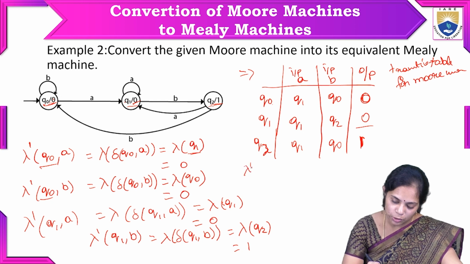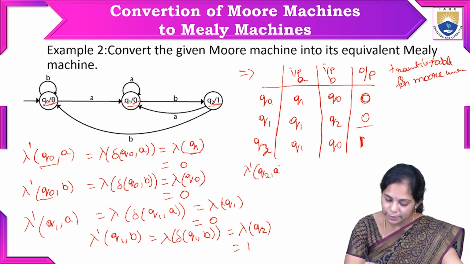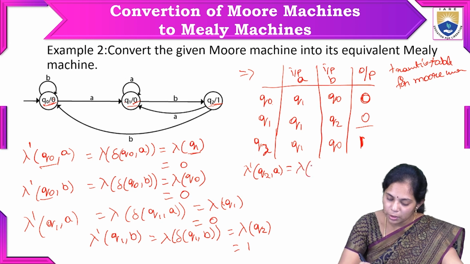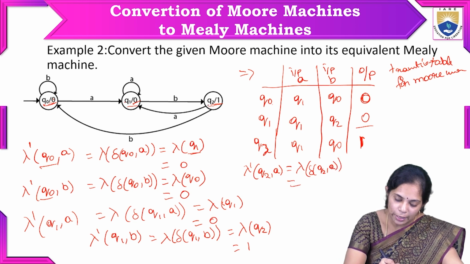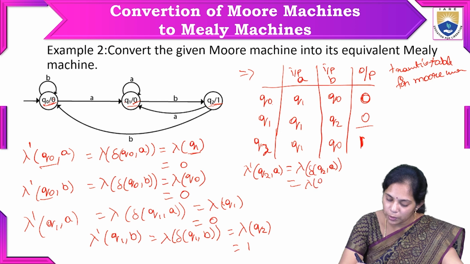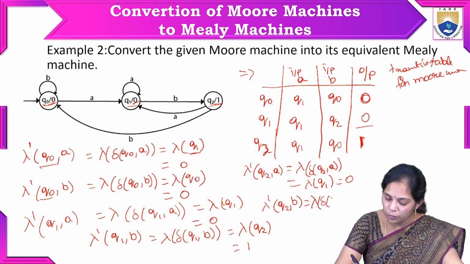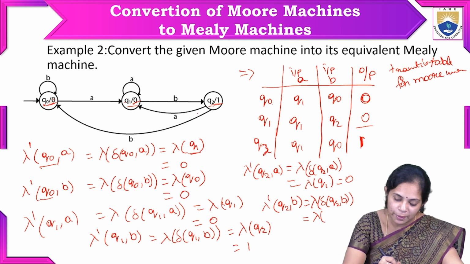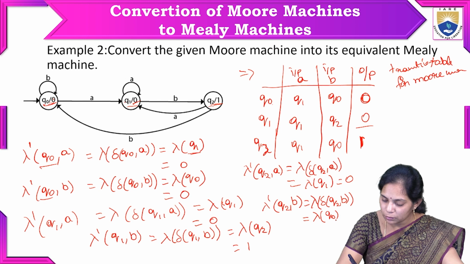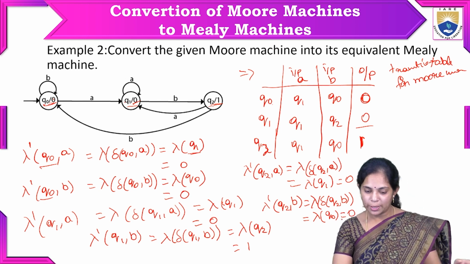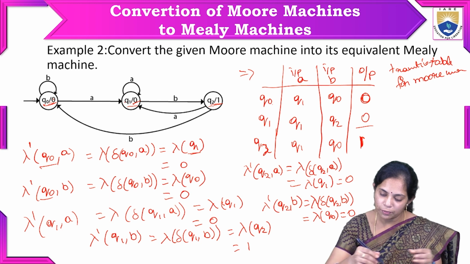And what is the remaining state here? We require lambda dash of Q2 comma A as an input. So it is lambda transition of Q2 comma A. Q2 comma A is going to Q1, lambda of Q1. So what is the output for Q1? 0. And lambda dash of Q2 comma B as an input: Q2 comma B is going to Q0. So what is the output? 0.